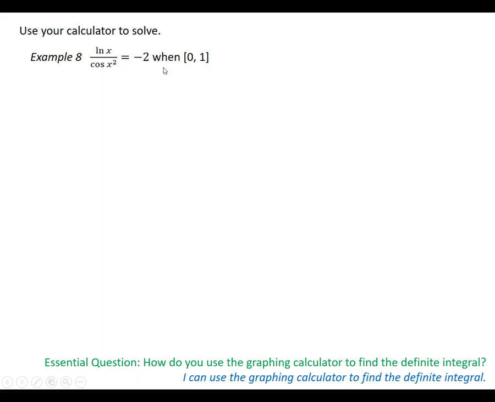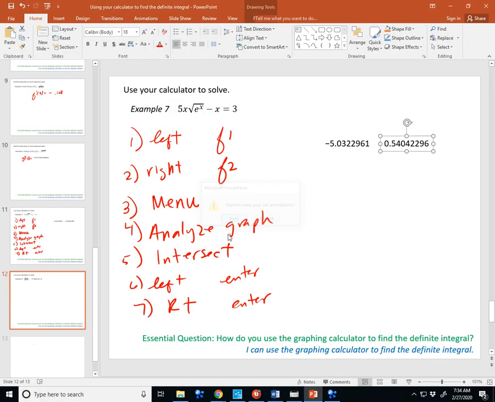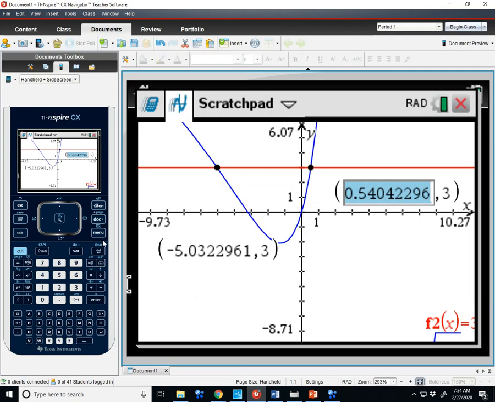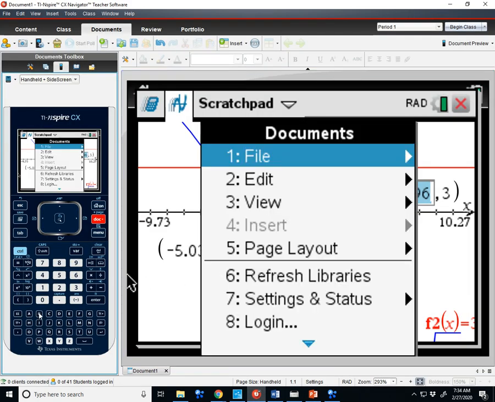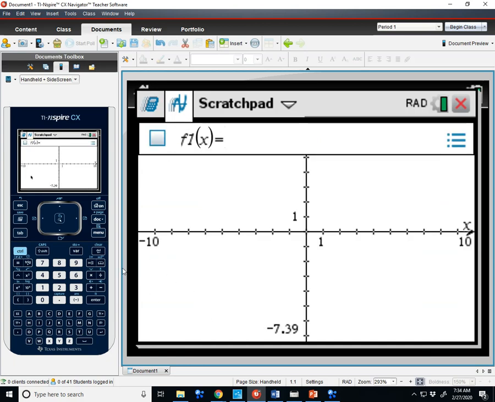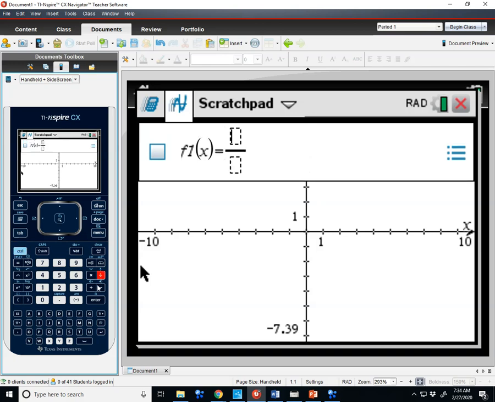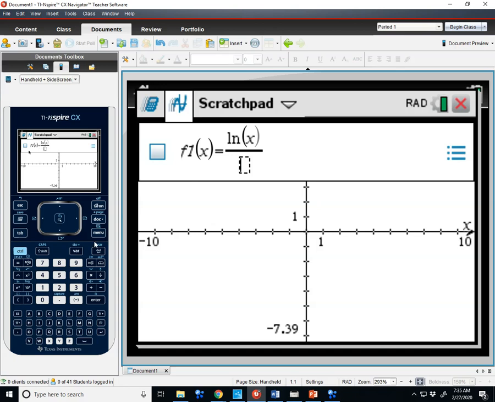So, left side, right side. But look, there's a domain issue, isn't there? So I know I'm only answering this between 0 and 1. So let's try it. I'm going to do part B, get rid of all my hard work. I am typing in, starting with a control divide for a fraction, and natural log of x. Control E is the natural log of x. Alright, trig, cosine.